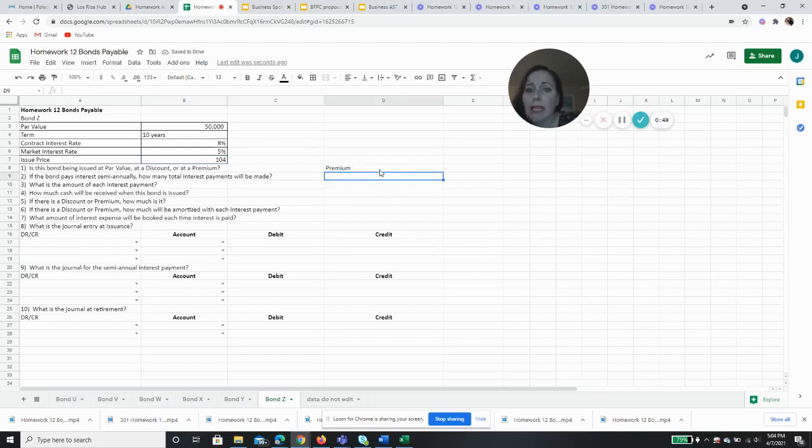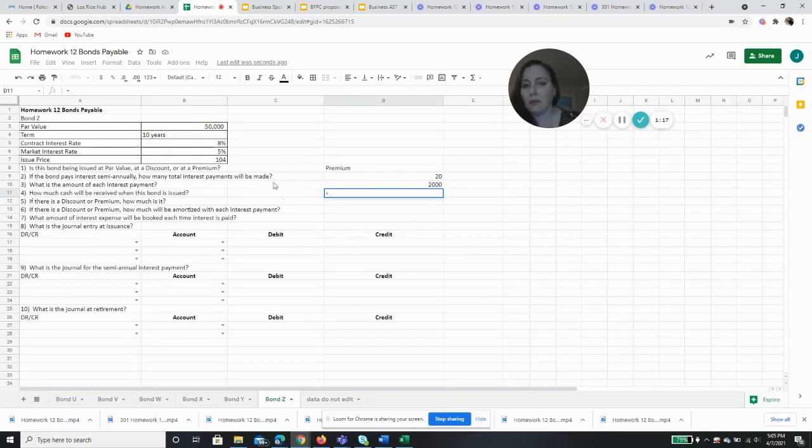How many interest payments? Well, it's a 10-year bond times 2 because we're going to pay twice a year. So there will be 20 payments. The amount of each interest payment is going to be par value of $50,000 times our contract interest rate of 8% times 180 divided by 360. That's $2,000.